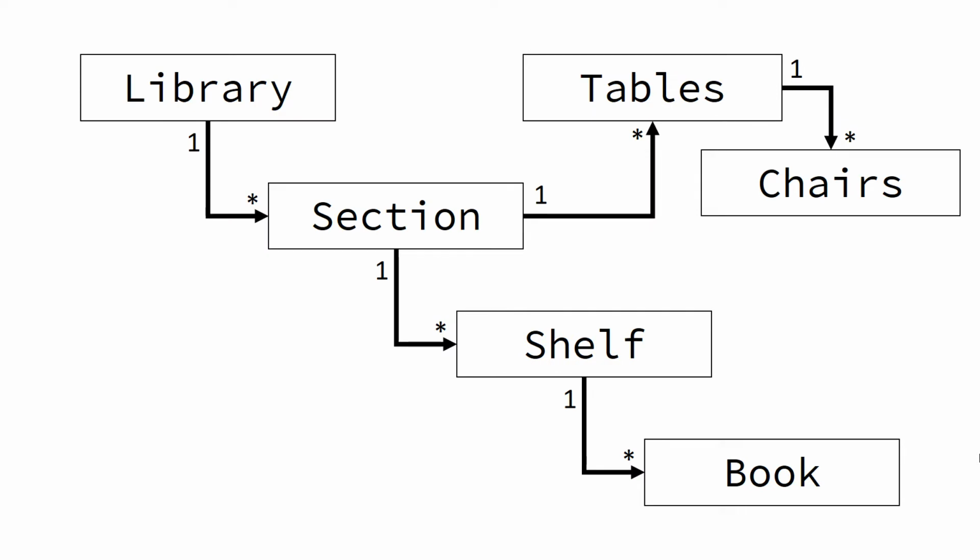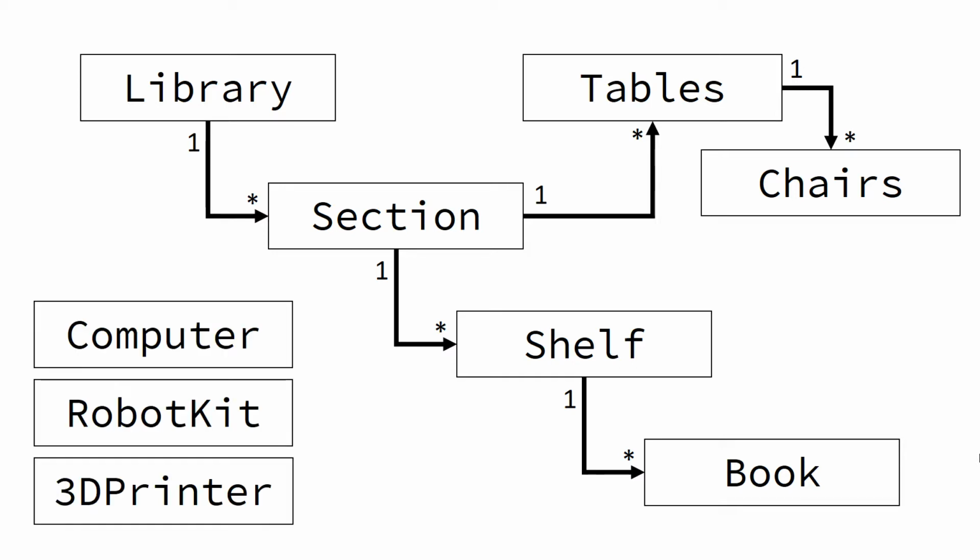We could get a little more complicated if we wanted to. Our library concept might be a bit bigger. Maybe sections don't just have shelves, they also have tables, and tables have chairs and so on. And maybe we have a robot or a computer or a 3D printer or something like that that we want to include in our future concept of our library.